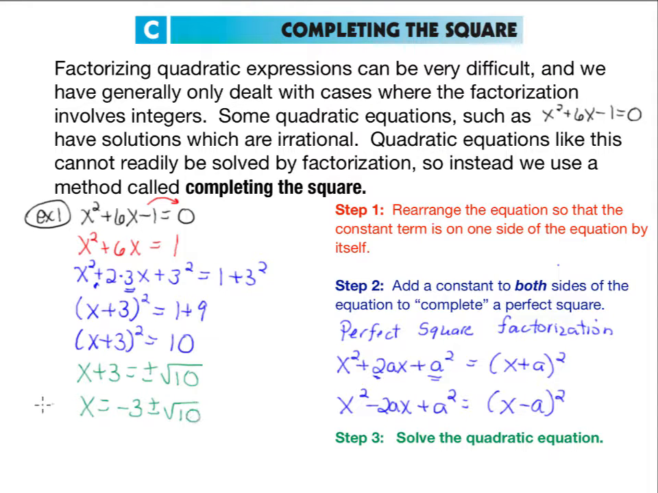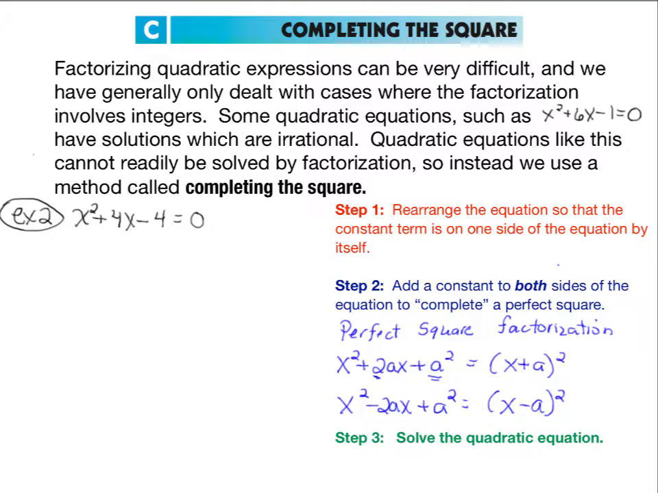X is equal to negative 3 plus or minus the square root of 10. Now always remember to check your radical and see if it simplifies. In this case, the square root of 10 is already in simplified form. Okay, let's look at another quadratic equation.